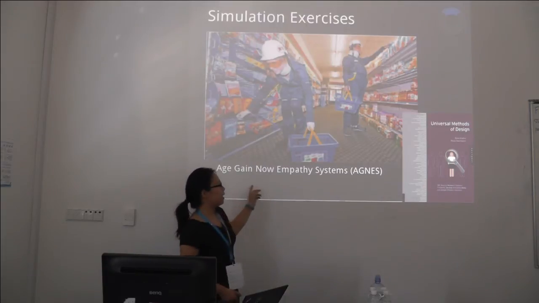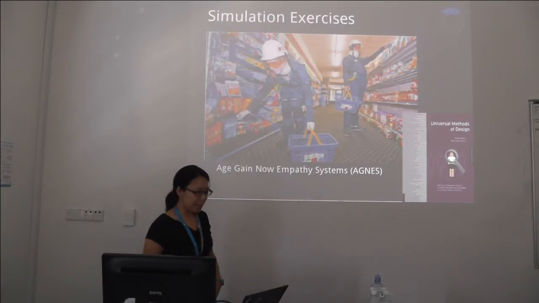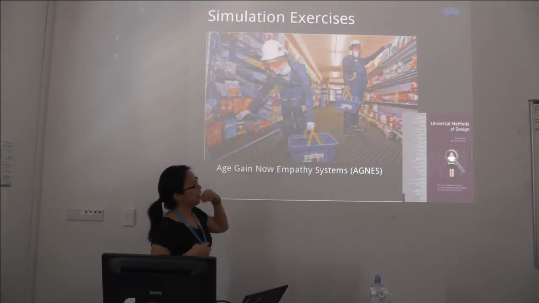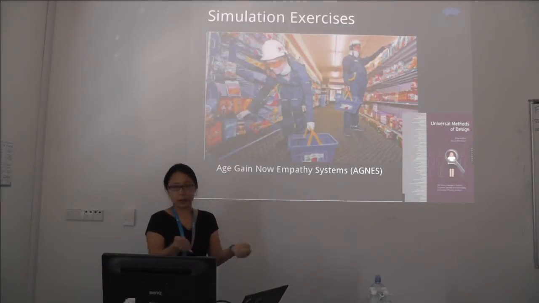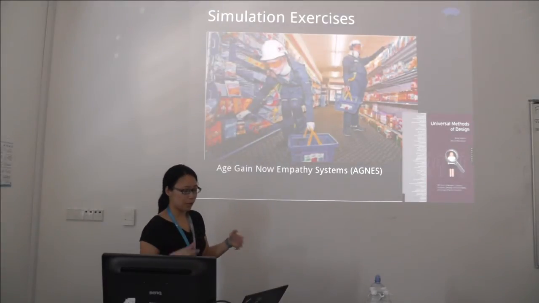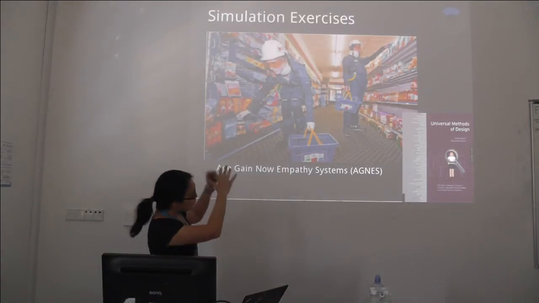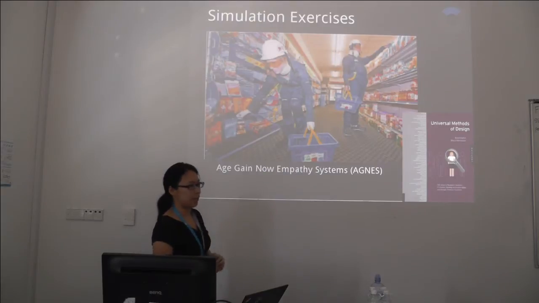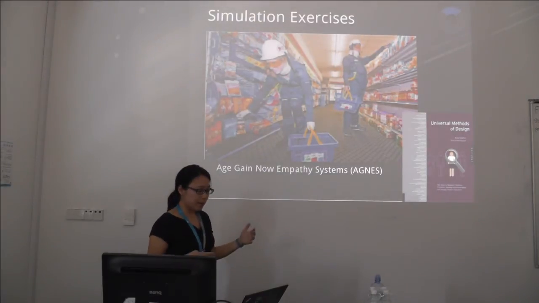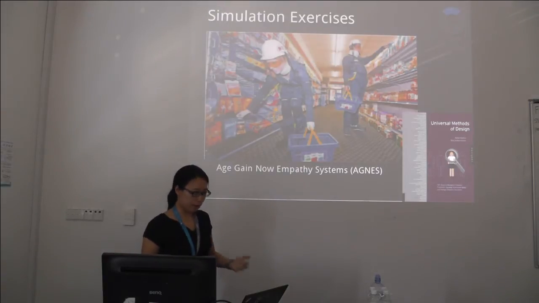They call it the Age Gain Now Empathy System. So basically, people can put on these suits, helmet, and there's a back brace, a neck brace, knee pads, joint pads, and gloves, and this simulates a 74-year-old elderly person. Their task was to use this suit and go to the grocery store and perform common tasks like choosing items off the shelf and checking out, but to simulate the experience as if they were a 74-year-old elderly person.